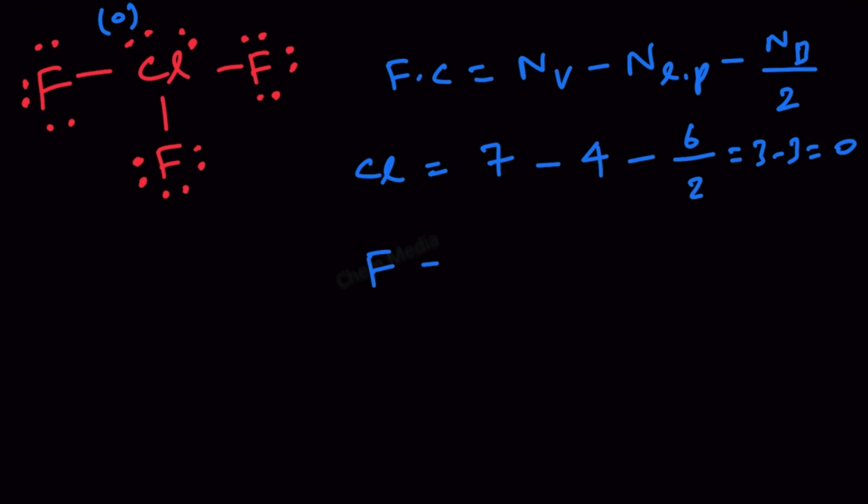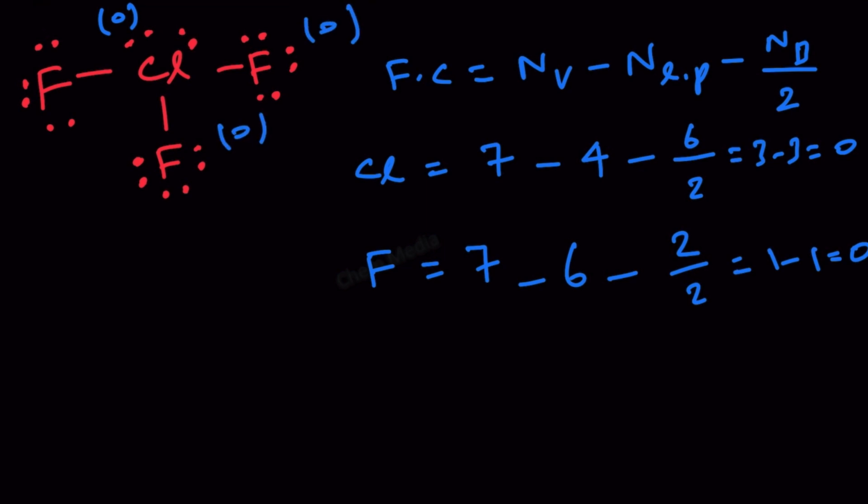So, for each fluorine atom, the number of valence electrons is equal to 7 and then we have 3 lone pairs. So, therefore, 7 minus 6 minus we have 1 bond pair, therefore 2 by 2. So, 7 minus 6 is 1, minus 2 by 2 is also 1. So, 1 minus 1 and this is equal to 0. So, therefore, for each fluorine atom also we got the formal charge as 0 and therefore, we can say that this is the best Lewis structure for chlorine trifluoride.